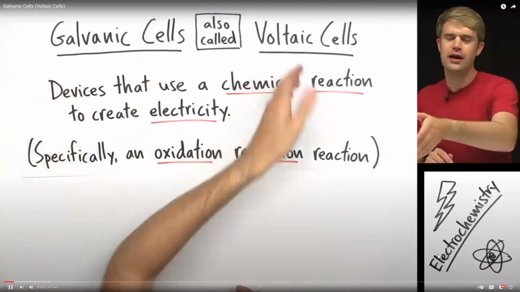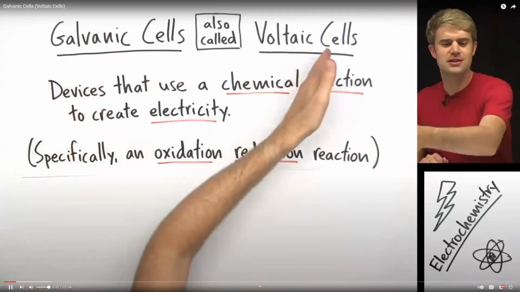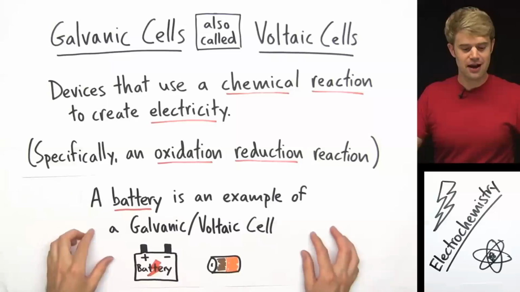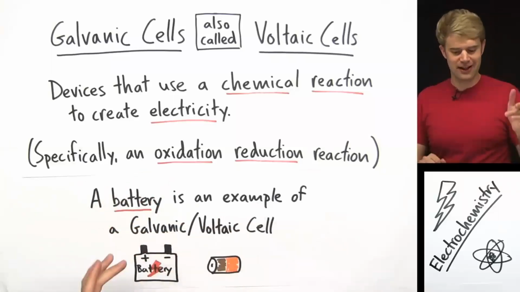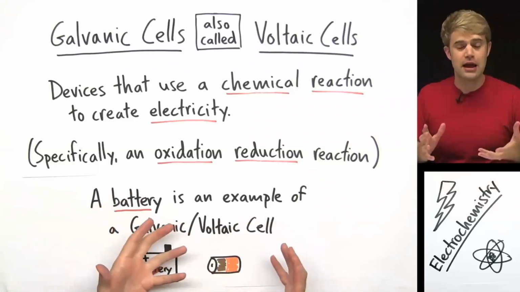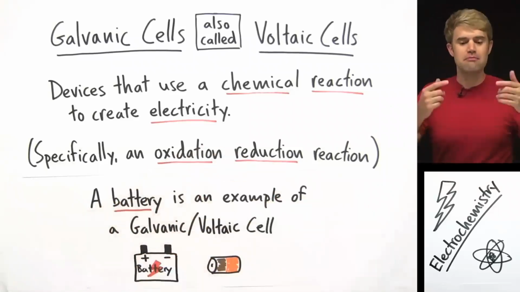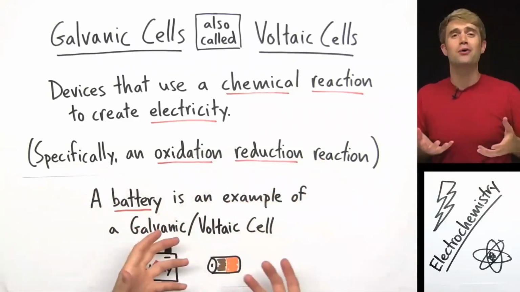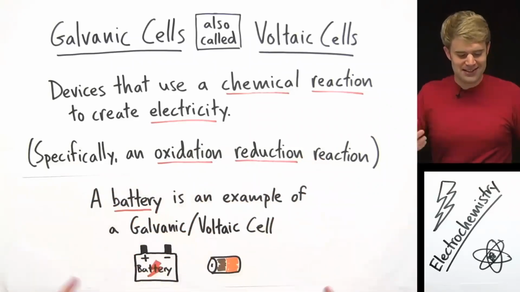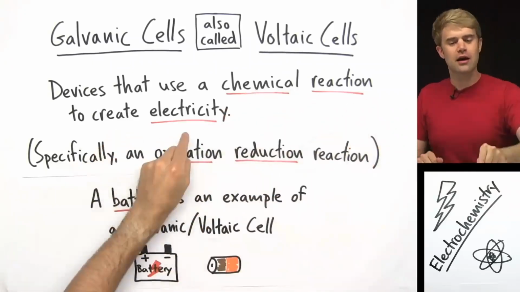Now, galvanic or voltaic cells may be totally new terms for you, but I'm willing to bet that you use these devices almost every single day of your life. That's because a battery is an example of a galvanic or voltaic cell. There are chemicals inside batteries, and those chemicals react together in an oxidation reduction reaction that makes electricity. This is what powers your cell phone or your flashlight or whatever the battery is hooked up to. So let's learn more about these devices and see how a chemical reaction can create electricity.